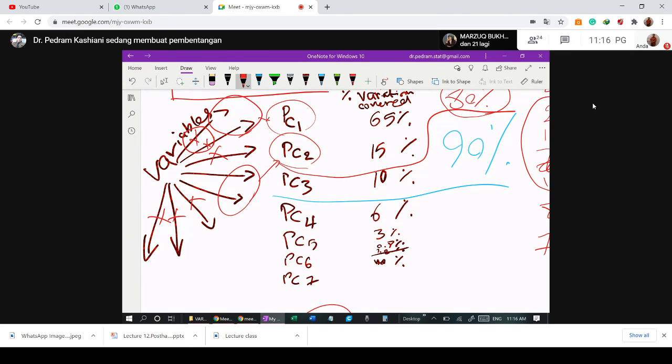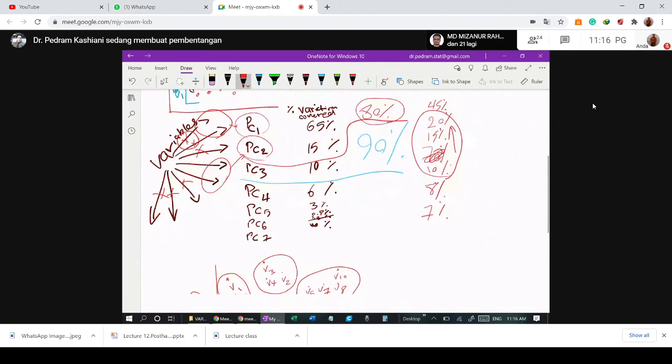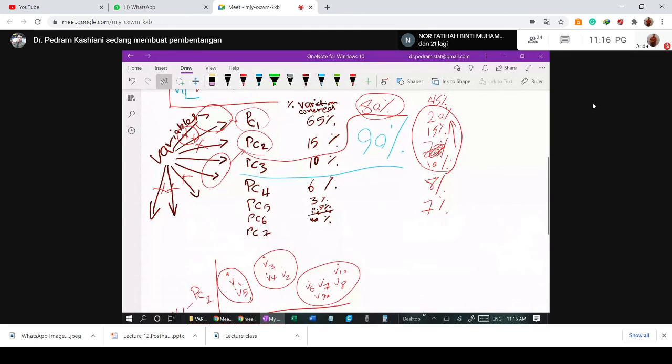This is PCA. What is factor analysis? Factor analysis is exactly like PCA. No difference. The only difference is what type of data you use. For PCA, you use quantitative data, the data that come from real measurements. In factor analysis, you get the data from questionnaires.